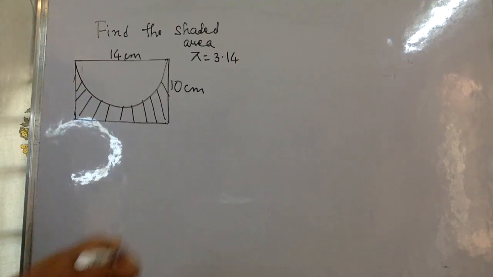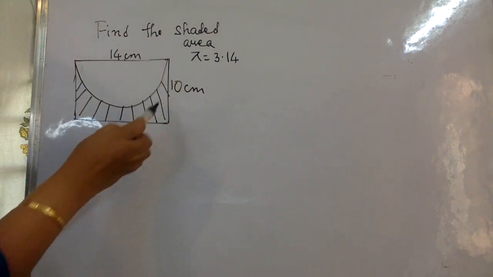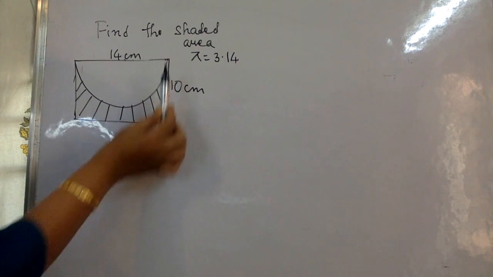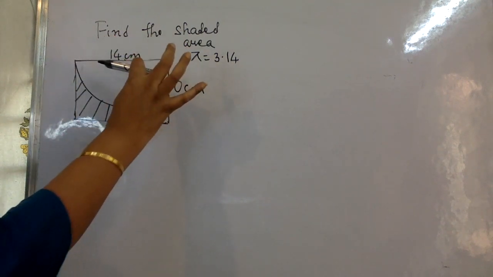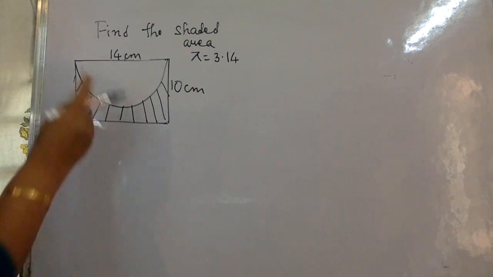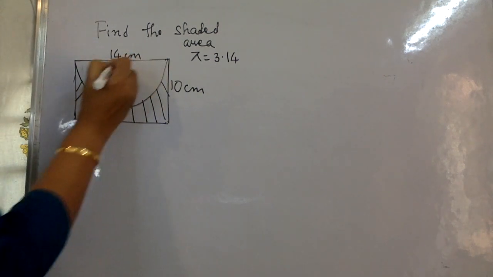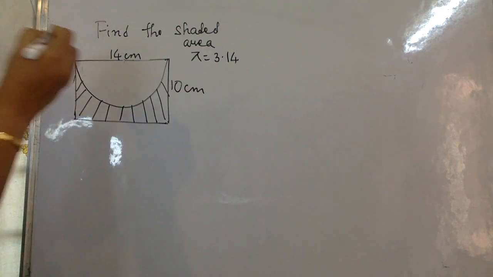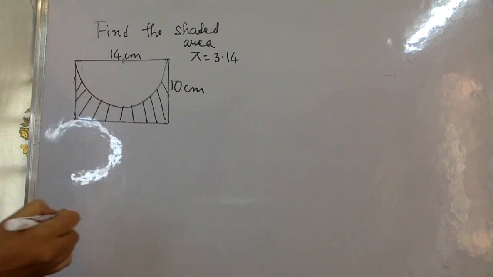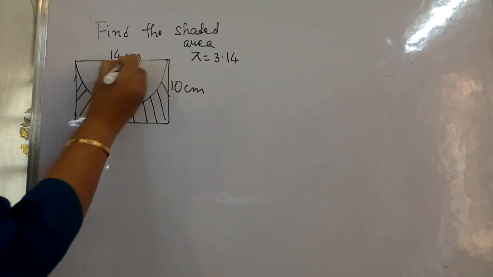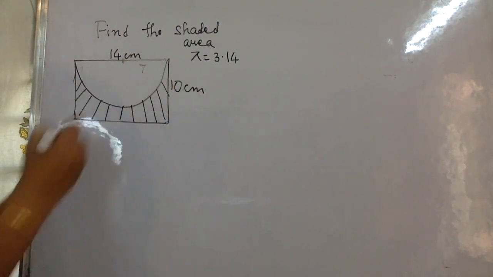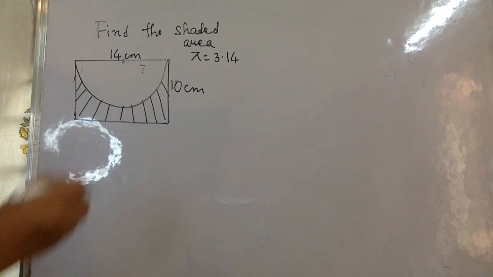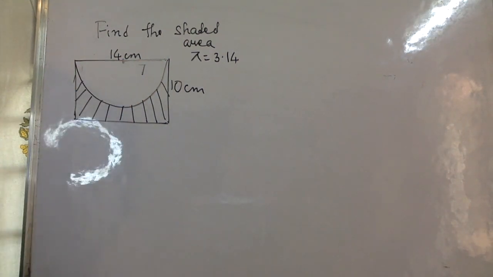So we have to find the area of the shaded region here. You can see I have shaded it. This is a rectangle. One side, the breadth, is 10 and the length is 14. Now here we have a semicircle. If we have a semicircle, then from here to here makes it 7. That means the radius is 7 centimeter.